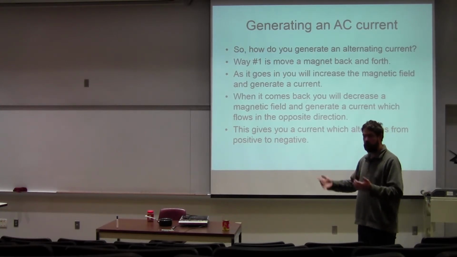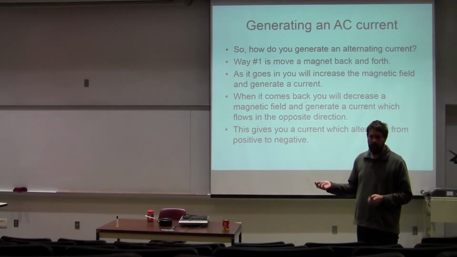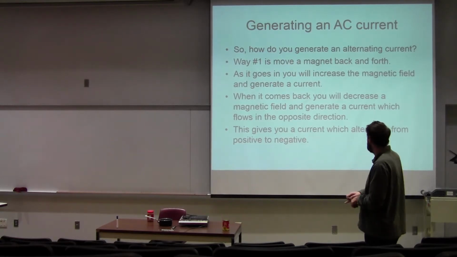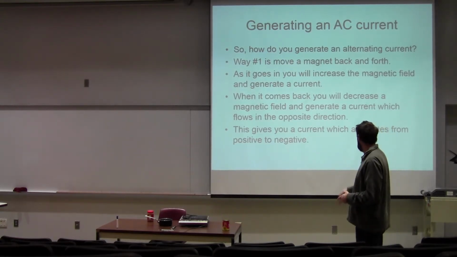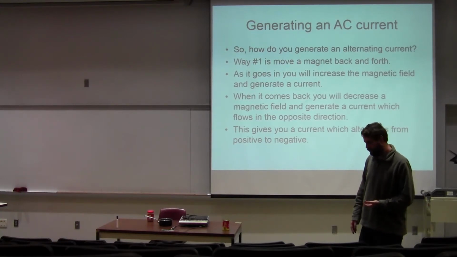Sometimes it's going to be positive when it sees the magnetic field increasing, and sometimes the current will be negative when it sees the magnetic field decreasing, effectively. And so you get a current that alternates from positive to negative and positive and negative. That's how the alternating current is generated.